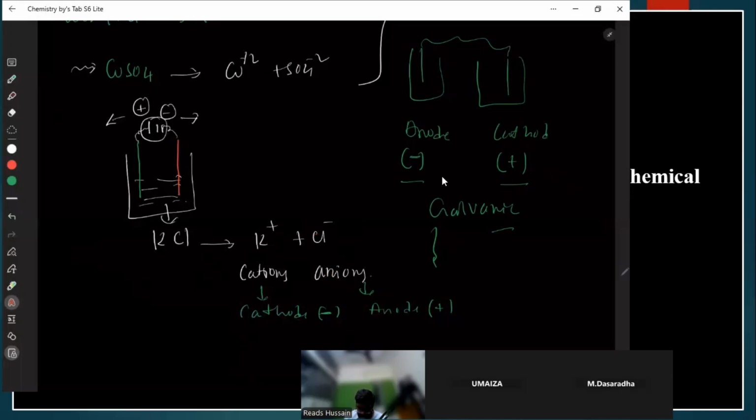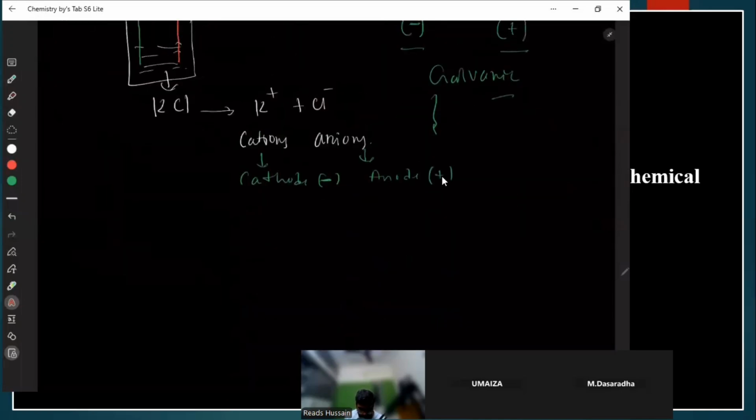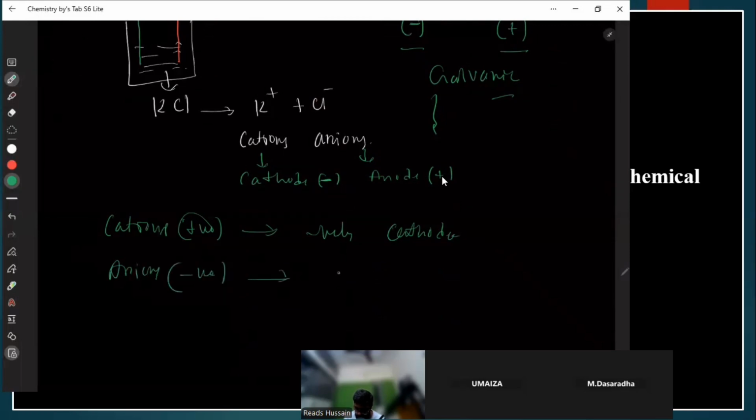So that's all very simple. And if you can remember one simple point, that cations have positive charge, so they move towards the negatively charged cathode. So don't be confused. And similarly, anions have negative charge, so they move towards the positively charged anode. Okay, don't be confused. So that's all very simple.